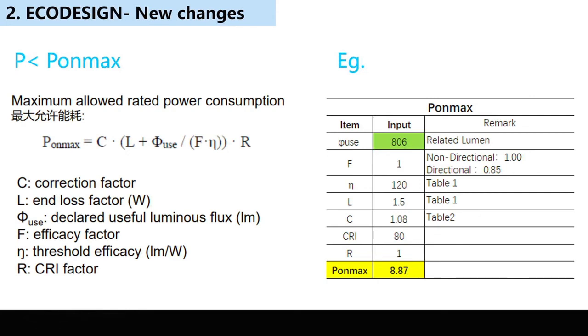So in order to reach P less than P on max, light bulbs must update the real watt and lumen data to pass the new ERP. Also, the lumen efficiency will be required to be higher, so this is really good for consumers to choose a more efficient bulb. Yes, it's true.